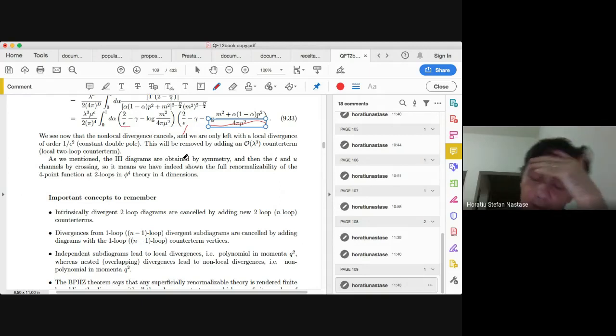So as we see, at two loops we had a leading 1 over epsilon squared divergence that was constant and that needed to be cancelled by a new two-loop vertex counter term, and they were both independent one-loop divergences cancelling, and also this kind of non-local divergences, 1 over epsilon times log of p squared over m squared.